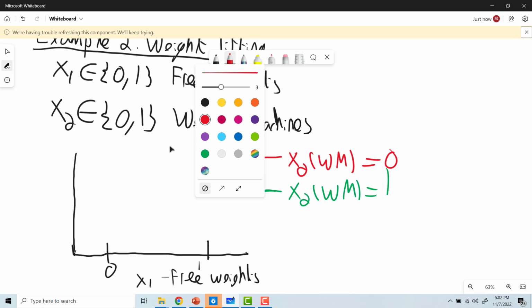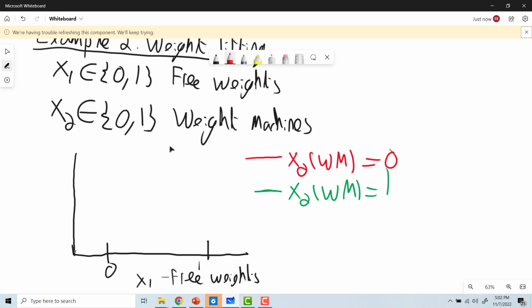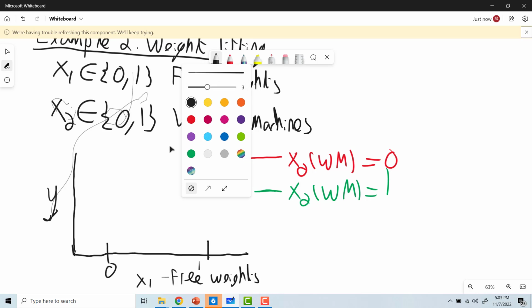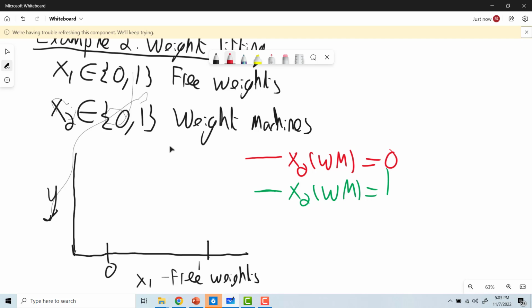Okay. So this time, and this will be my performance Y. So my performance in the weightlifting competition. Oops, didn't mean it. What have I done? Okay. So let's just draw.